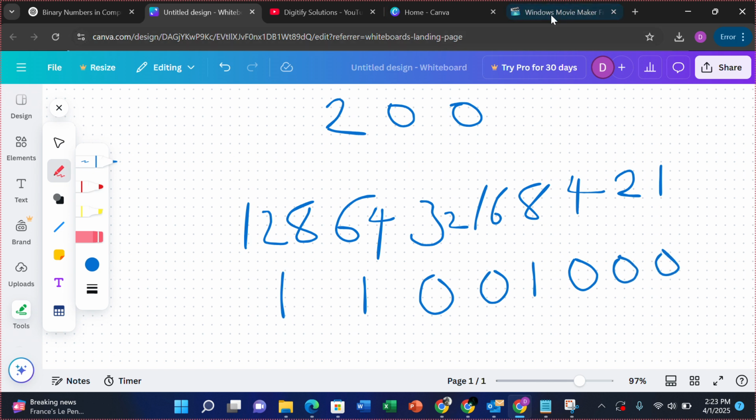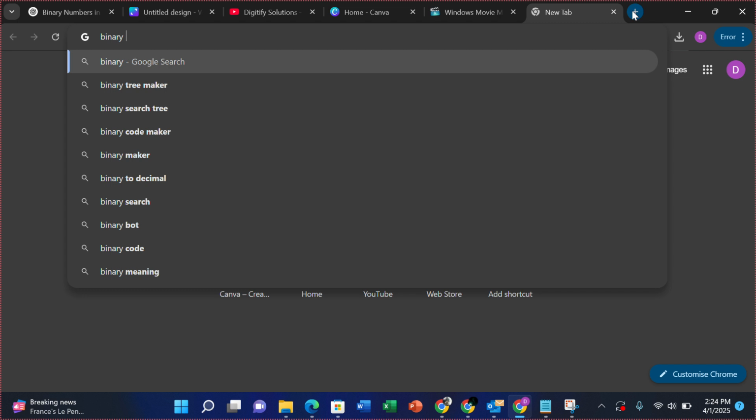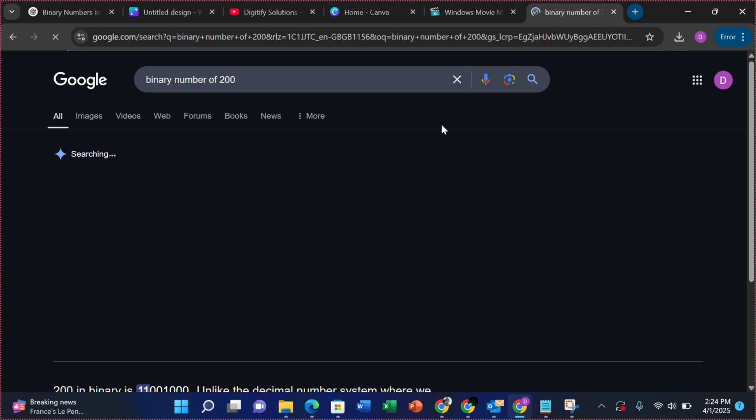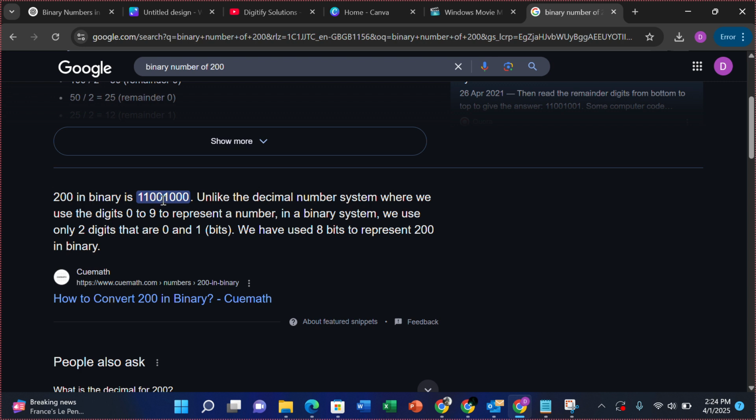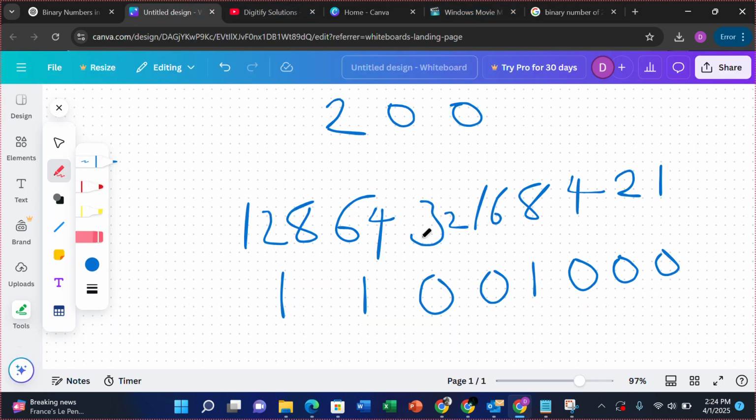Now if we go online to check for the binary number of 200, let's see what the answer is going to be. So this is 11001000. So let's check what we have, and what we have is 11001000. So basically that's how to convert decimal to binary. You can try this trick with any number at all, and you will get the answer that you're looking for.